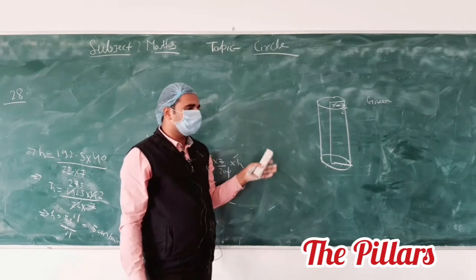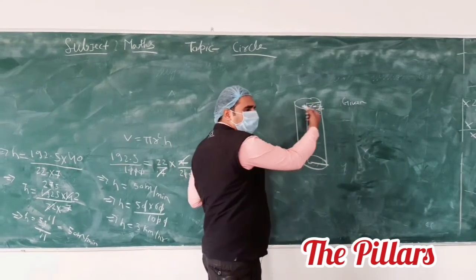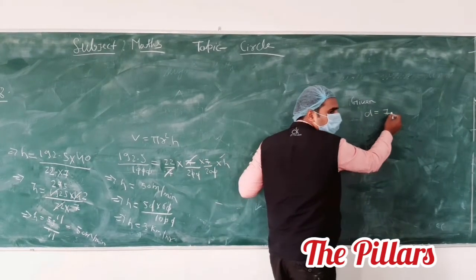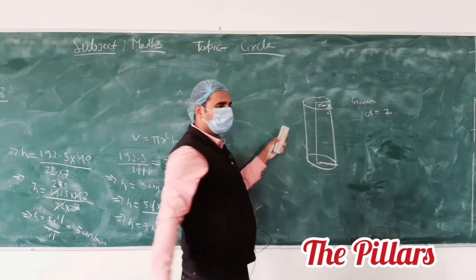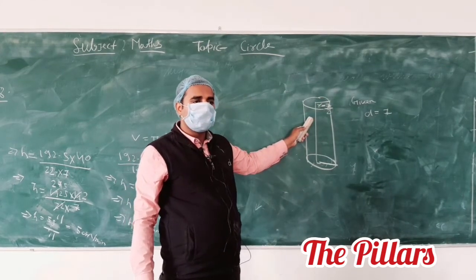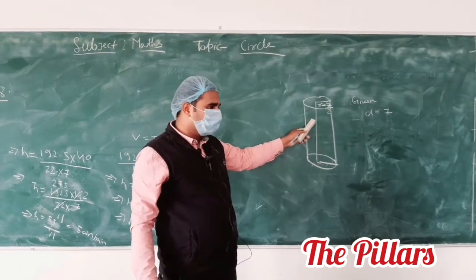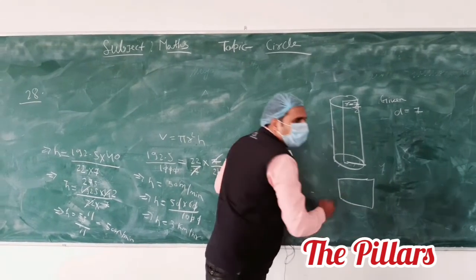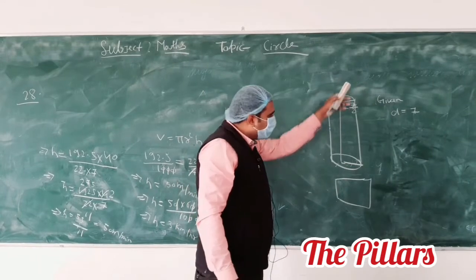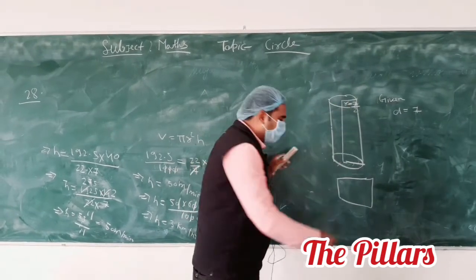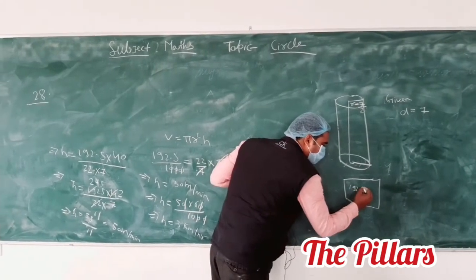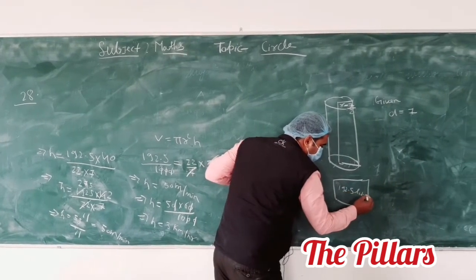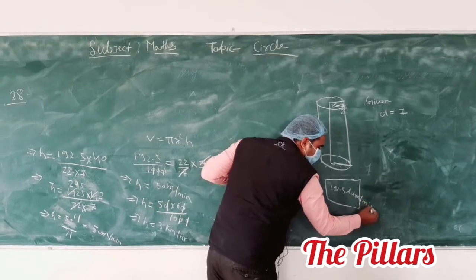Question number 28 says that suppose you have a cylinder whose given diameter d equals 7. It means the radius is r equals 7 by 2. By this, you see that the volume has to come out. Suppose we have a container, and from this cylinder the volume that comes out is 192.5 liter per minute.